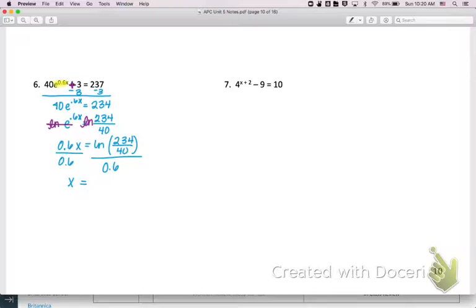So now we're ready to go ahead and put that expression in our calculator. Make sure this time when you do the natural log of 234 divided by 40, don't close the parentheses until you've done the divide by 40. So you want all of that in parentheses. So go ahead and type that into your calculator. I'm going to do the same. Natural log, parentheses, 234 divided by 40, close parentheses, then divide by 0.6. We get 2.944.